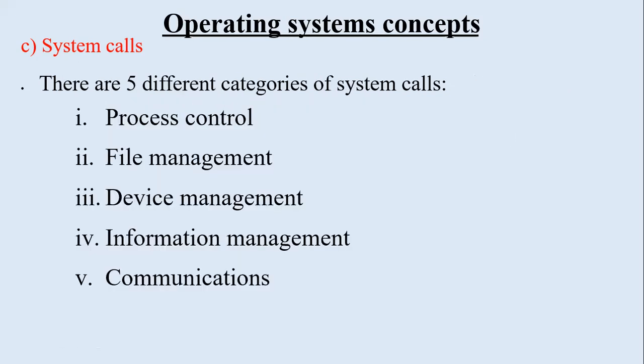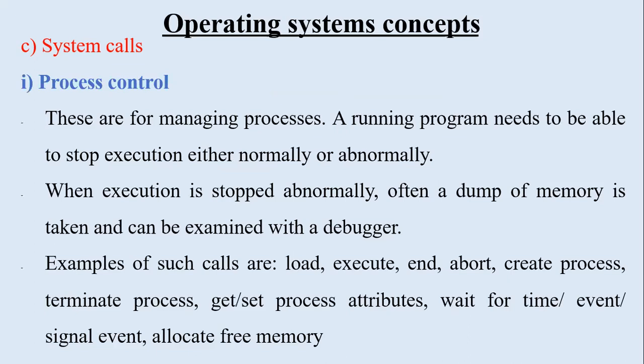So there are five different categories of system calls. These are process control, file management, device management, information management, and communications. So let's start with process control. What are process control system calls? These are for managing processes. So anytime a process is running, a program is in execution, any request that it is going to make, those are referred to as the process control system calls.